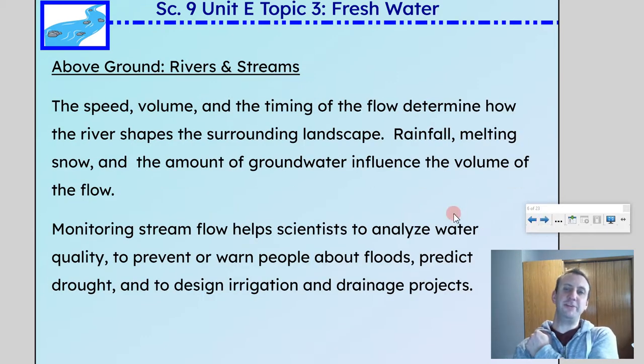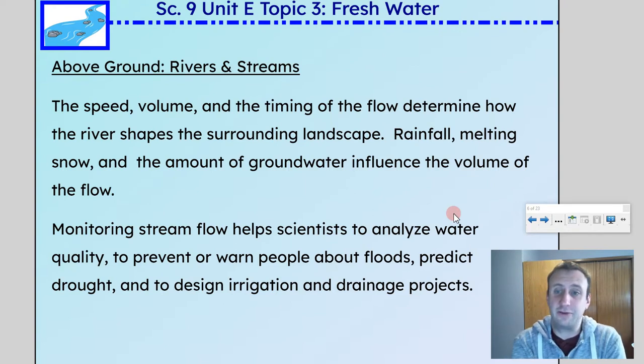The speed, volume, and timing of the flow determine how the river shapes the surrounding landscape. As you know, rivers over time can erode and change landscapes in order to make valleys and canyons and everything else. When you look at the Grand Canyon, that's just a river that has eroded that area over a very long period of time, resulting in what you're seeing.